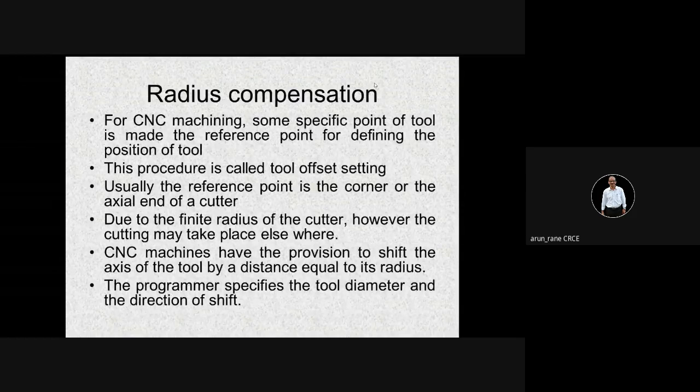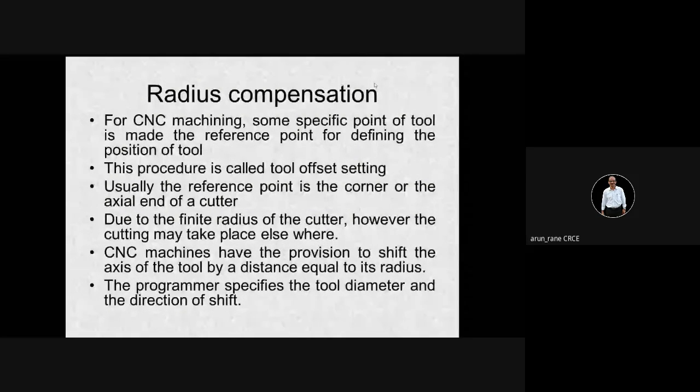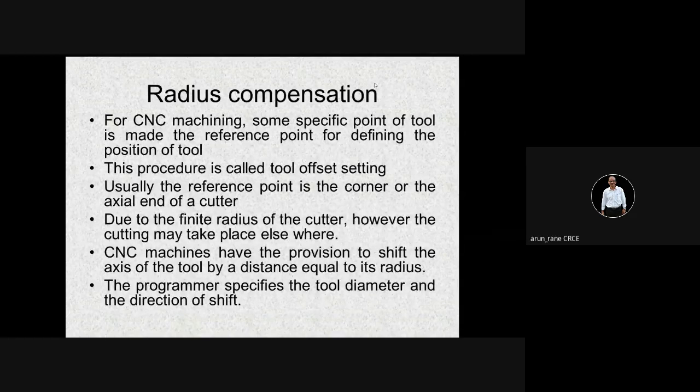So tool offset is done in two ways: either tool diameter or tool length. All right. So this is very important from the examination point of view. Tool diameter compensation, you may note it down, and tool length compensation.